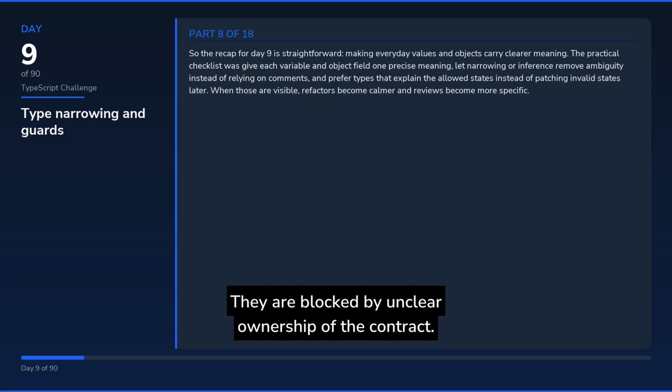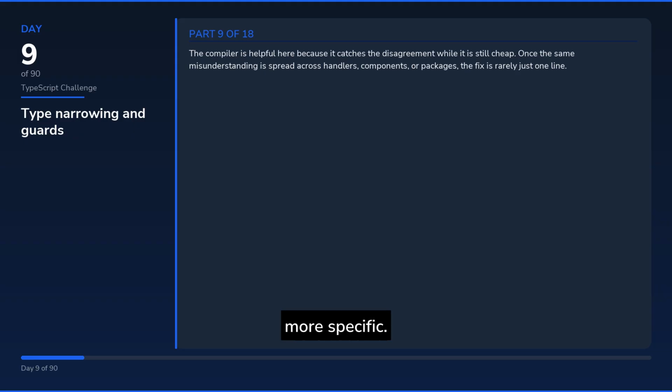So the recap for day 9 is straightforward, making everyday values and objects carry clearer meaning. The practical checklist was give each variable and object field one precise meaning, let narrowing or inference remove ambiguity instead of relying on comments, and prefer types that explain the allowed states instead of patching invalid states later. When those are visible, refactors become calmer and reviews become more specific. The compiler is helpful here because it catches the disagreement while it is still cheap. Once the same misunderstanding is spread across handlers, components, or packages, the fix is rarely just one line.